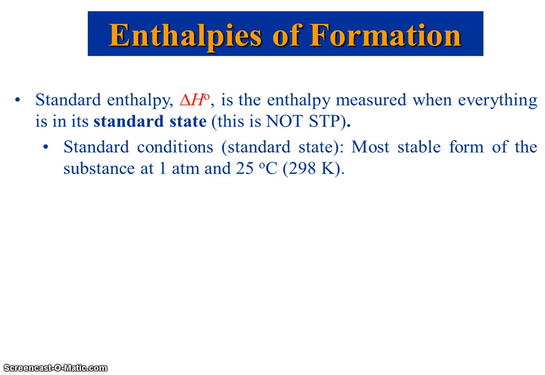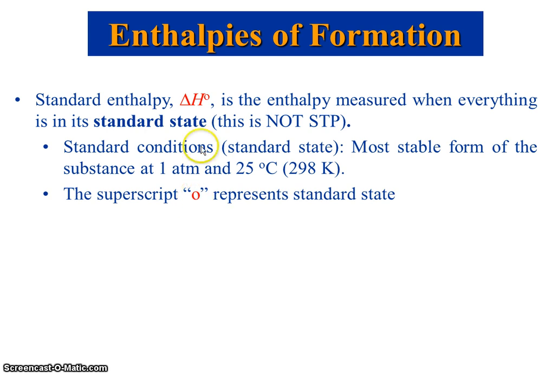Standard state is not to be confused with STP, for example, in gases. Standard state relates to the most stable form of the substance at 1 atmosphere and 25 degrees Celsius. So anytime we see the little superscript 0, that refers to its change in enthalpy relating to the substances existing in their standard state. In other words, what state it exists in at 1 atmosphere and 25 degrees Celsius.